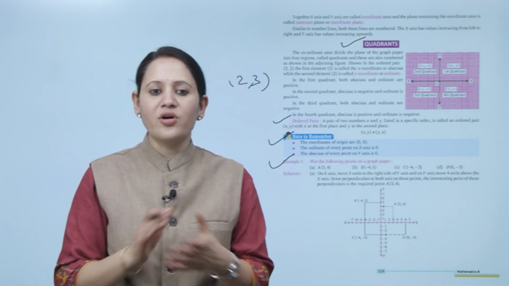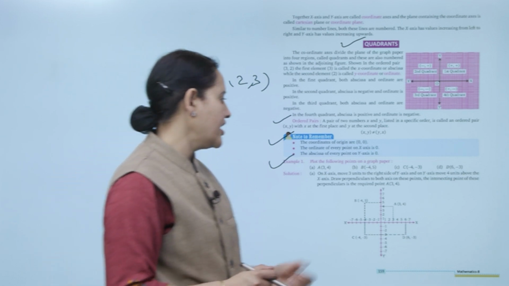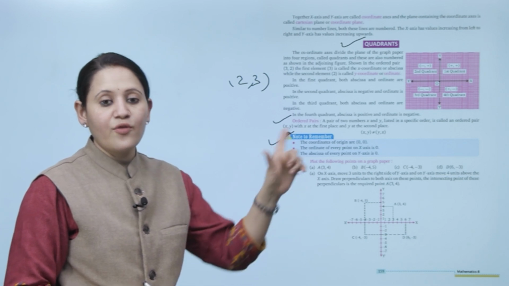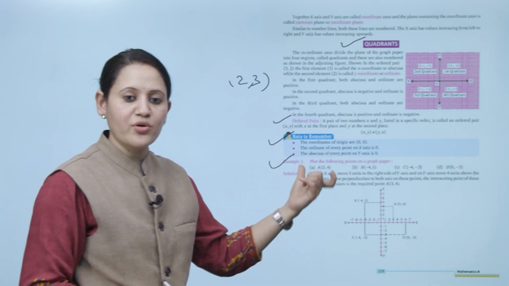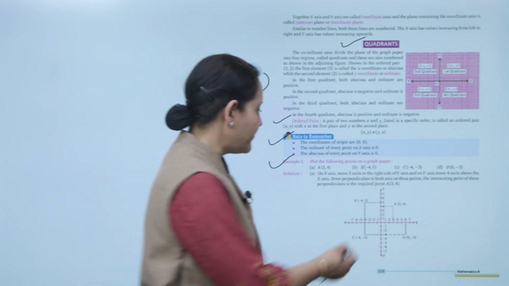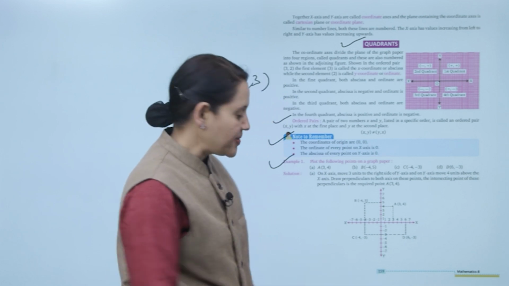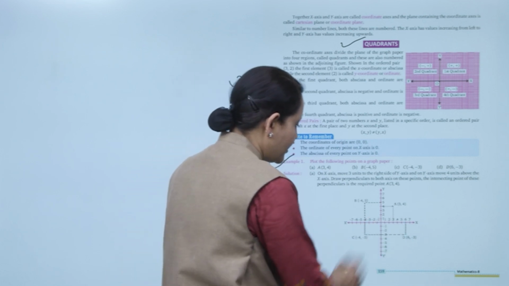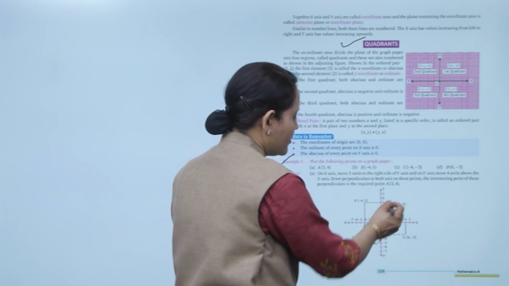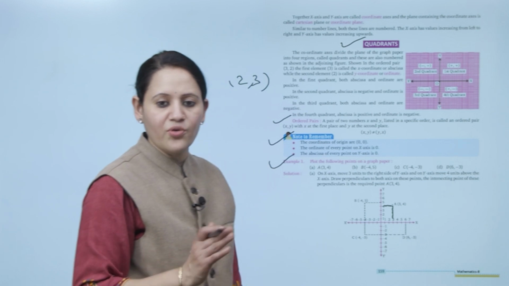Plot the following point on graph paper. A (3, 4). A shows a point. 3 means abscissa, on the x-axis. 4 means ordinate, that is on the y-axis. Both are positive, which means they will lie in the first quadrant here. So this represents the point A. So on the x-axis we will take 3, like this, and on the y-axis 4. So where they meet, that is the point A. It will show (3, 4).